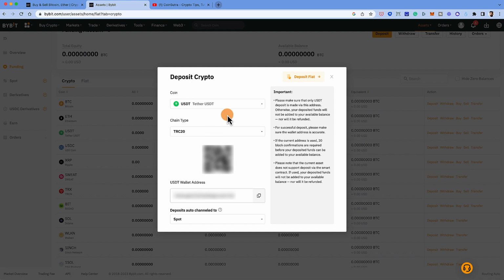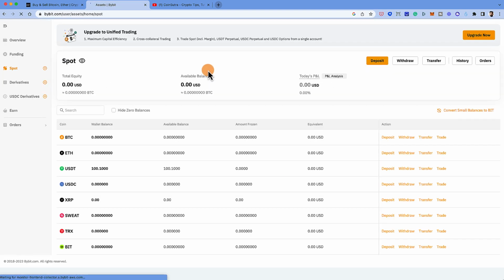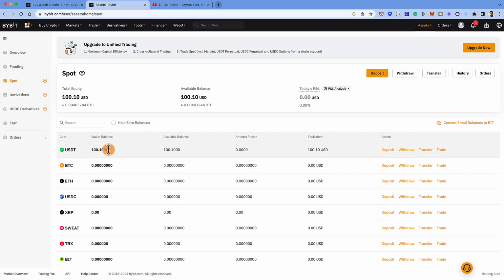So I've just transferred the funds. Now once you have the funds, you will also get an email notification to notify you that you have received them. So we'll wait for the funds to arrive. It could take a few minutes. And then click on spot. So basically by default the funds go to the spot market. So we can see we have about $100.